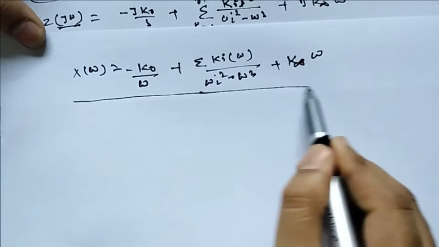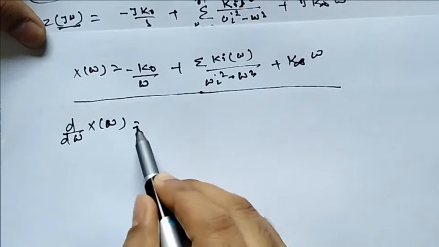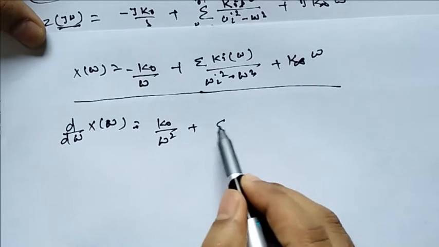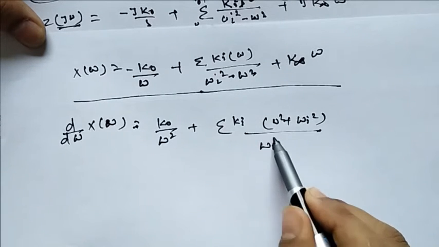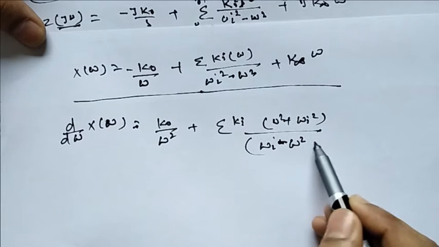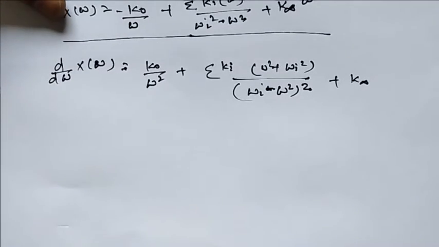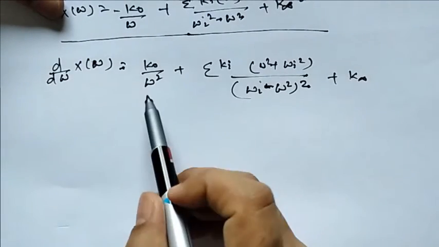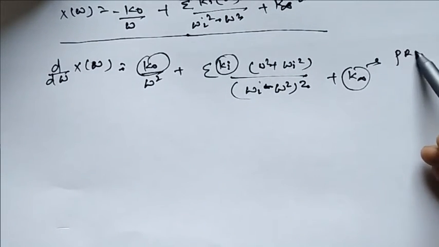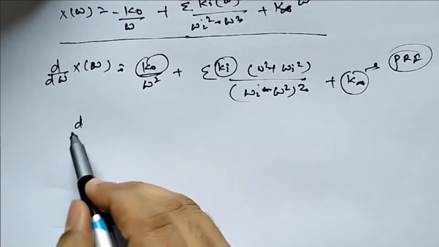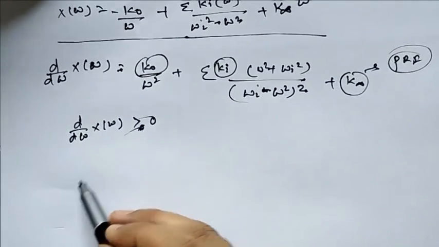Now if I differentiate this function, dX(omega)/d omega, what are we going to get? K naught by omega squared plus the sum of k_i (omega squared plus omega_i squared) by (omega_i squared minus omega squared) whole squared, and k infinity. Now if you see this function and give it a sign, this is positive, this is positive, and this is positive because of the PRF function. This is a positive real function. It means dX(omega)/d omega is always greater than 0.